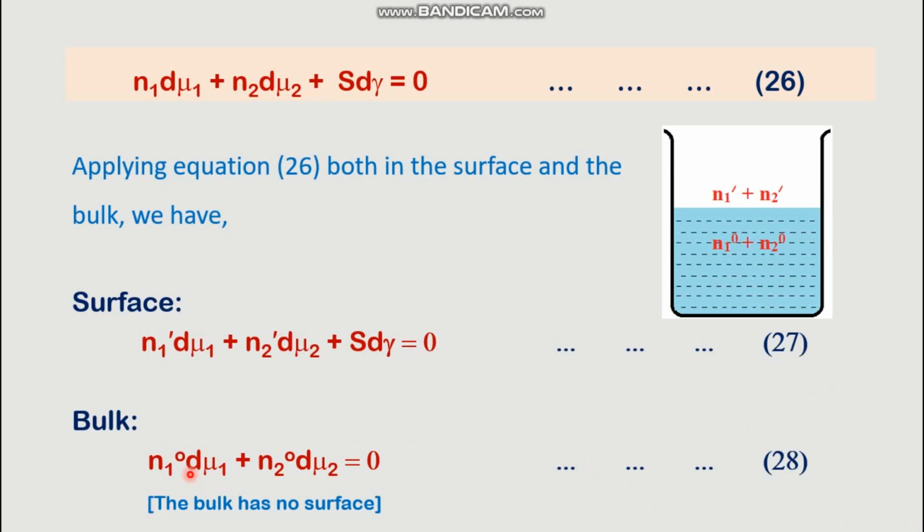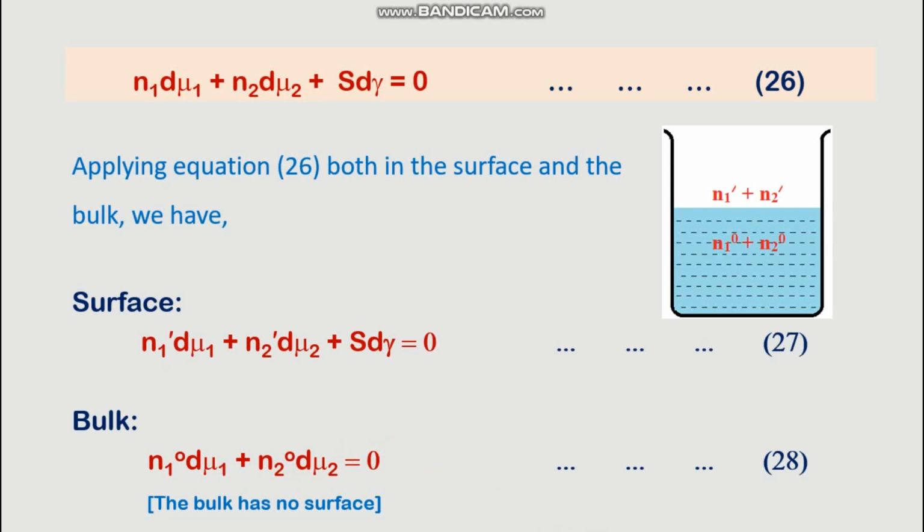So this is the ratio of the number of moles of the solvent in the surface to the number of moles of solvent in the bulk. So we have to multiply the terms of equation number 28 by this ratio or fraction n1 prime by n1 0. If we do this, then this one when multiplied by n1 prime by n1 0, n1 0 would be cancelled out, only n1 prime would be left here. So this would become n1 prime d mu 1. And if you multiply this term with n1 prime by n1 0, nothing is cancelled, so it becomes n1 prime into n2 0 by n1 0.